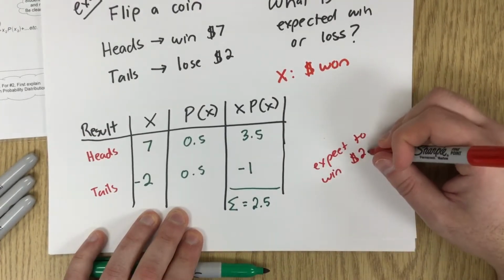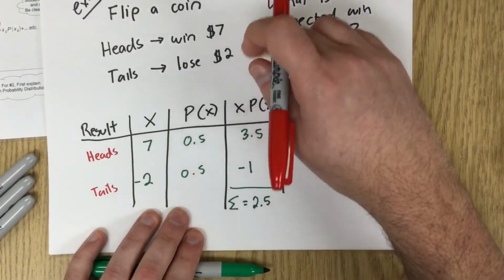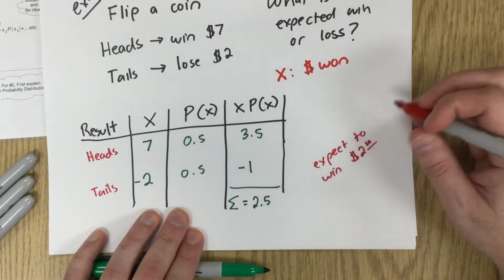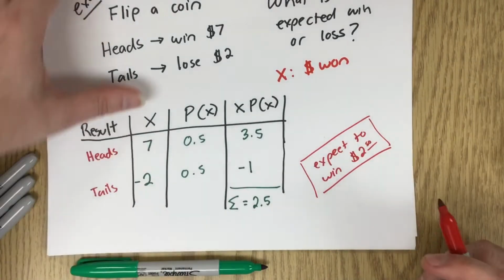$2.50. Now, we're not going to win $2.50. We're either going to win 7 or lose 2. Actually, sorry, we're going to win 7 or lose 2. But we expect to win $2.50. So should you play this game? Absolutely.